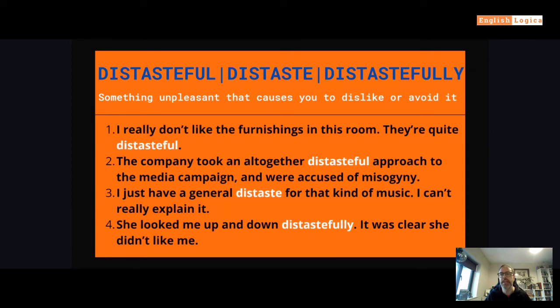Our examples then. Example 1. I really don't like the furnishings in this room. They're quite distasteful. Example 2. The company took an altogether distasteful approach to the media campaign and were accused of misogyny. Example 3. I just have a general distaste for that kind of music. I can't really explain it.